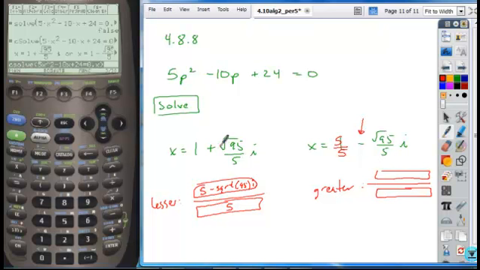Okay, and then the greater one is going to do the same thing. Change our 1 into a rational form with the same denominator, fifths. So we have 5 fifths. So we're looking at 5 plus square root of 95i, and all over our denominator 5.